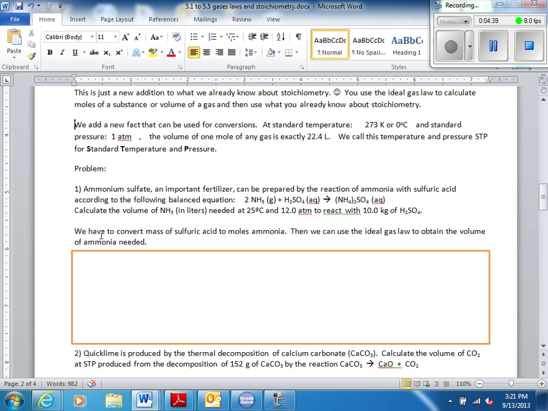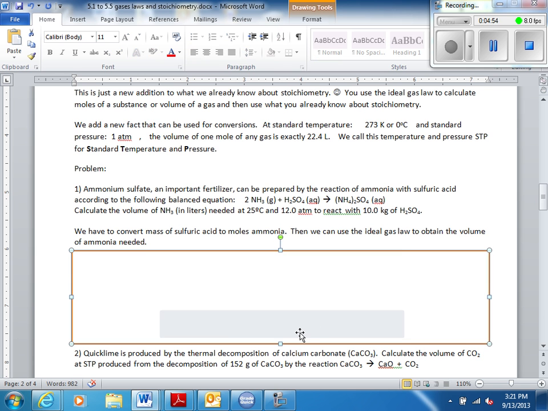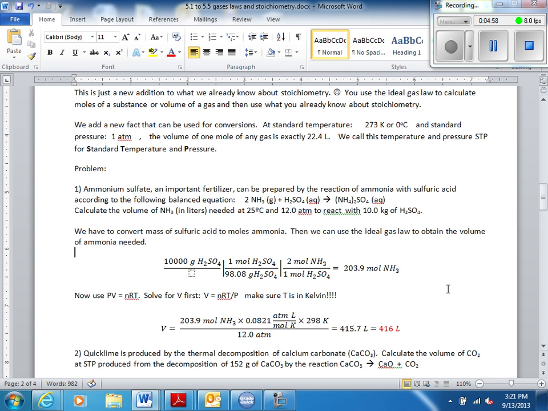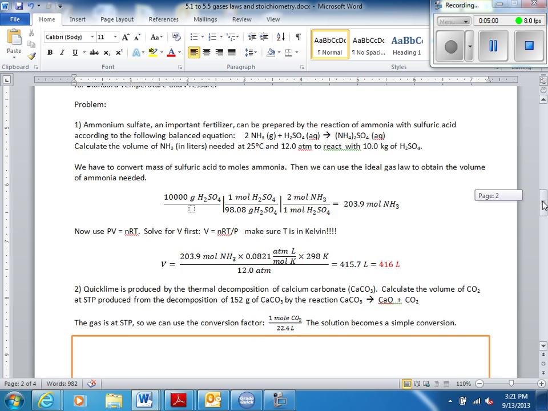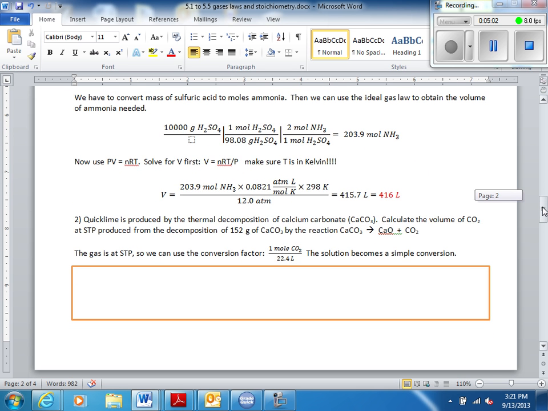So convert mass of sulfuric acid to moles. Remember, there's the kilograms. Get that to grams. And then we need to go grams to moles, and then moles of sulfuric acid to moles of ammonia, and then plug that into PV equals nRT. You should pause because I'm about to show you the solutions. There's your solution. Okay, new problem.